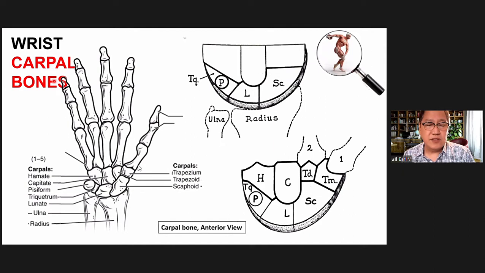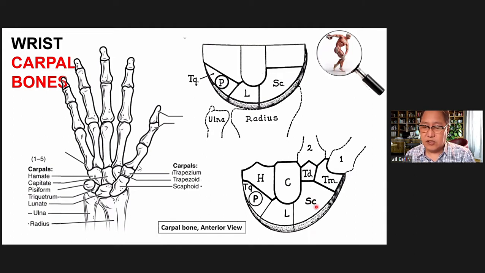So again, wrist carpal bones. I just would like you to get a picture of the carpal bones. Again, the proximal row: scaphoid, lunate, triquetrum, and pisiform. Itong pisiform, nakapatong lang ito anteriorly sa triquetrum. So pisiform articulates only with the triquetrum. Wala nang iba. Unlike yung iba, they articulate with each other, yung ibang carpal bones.